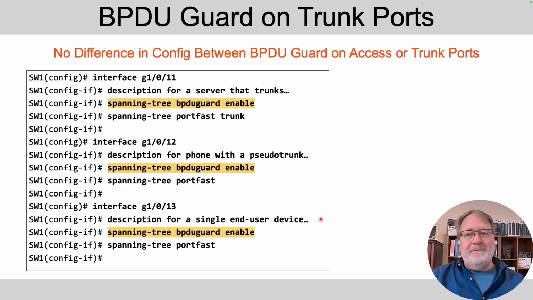So why do I go to the effort to tell you, hey, there's no difference in the subcommand to enable BPDU Guard? You may not remember, but with PortFast, there is a difference. On ports that are connected to a server that's using trunking, we would configure spanning-tree portfast trunk to enable PortFast, whereas in the other two types of port, we don't use that trunk keyword. So there is a difference with the PortFast interface config. There is not a difference with the BPDU Guard interface config.